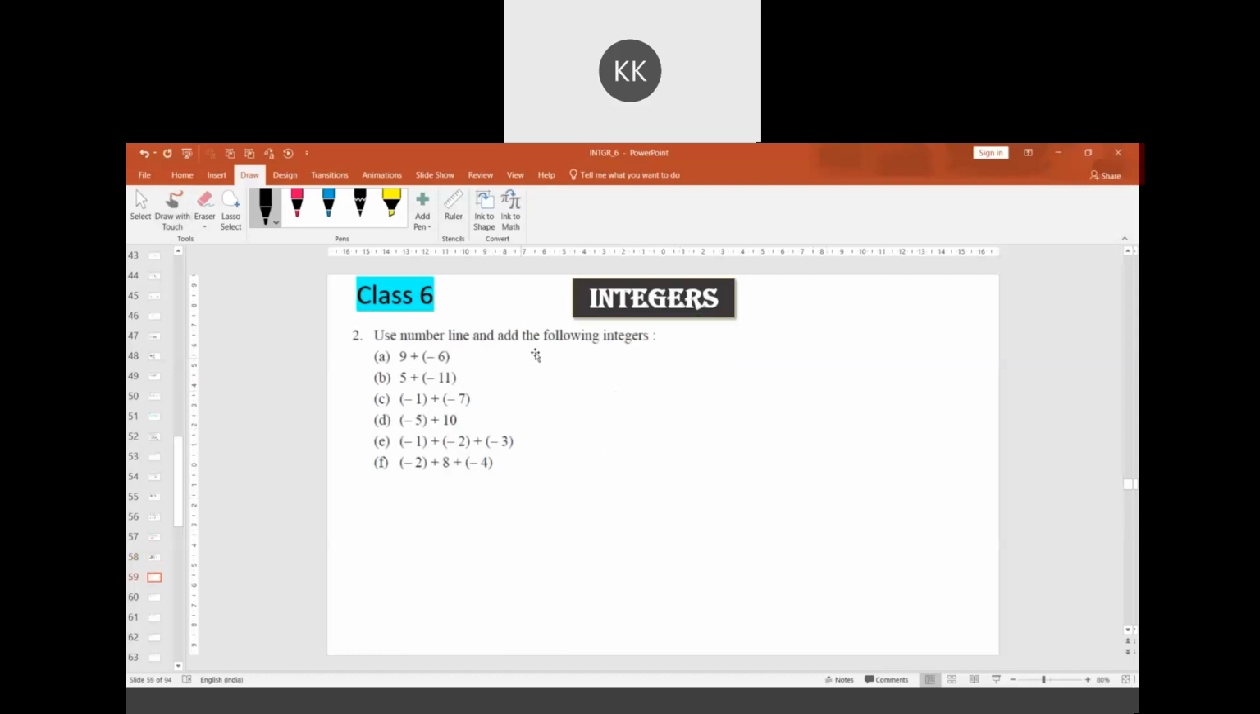Again, it is a question related to number line. I said when addition is there and addition of positive integer is there, we will move towards the right side. Addition of negative integer is there, we move towards the left side. Here, as an example, I would like to tell question E.